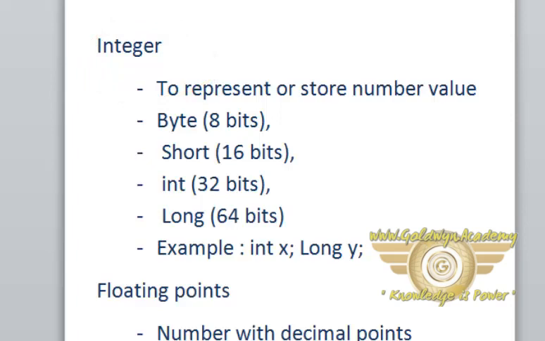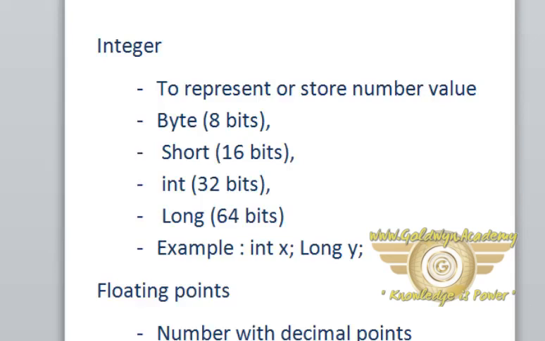Each data type occupies some memory space. Byte occupies 8 bits of memory. Short occupies 16 bits of memory. Int occupies 32 bits of memory. Long occupies 64 bits of memory.